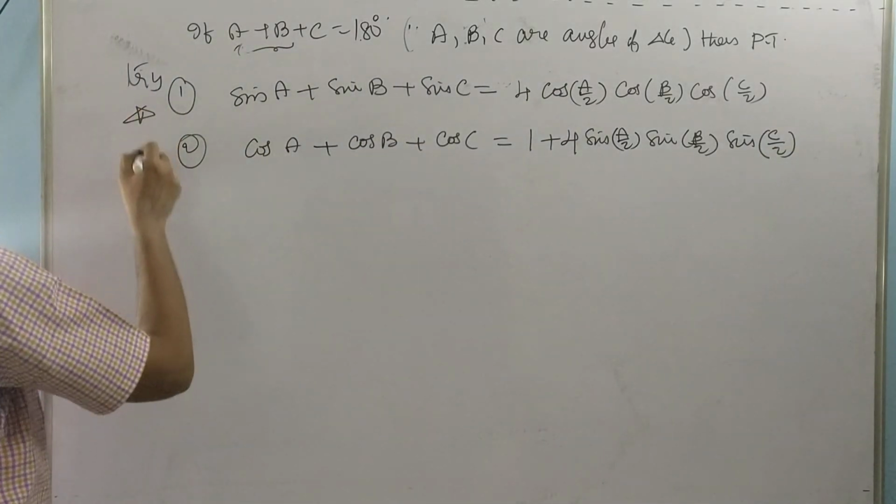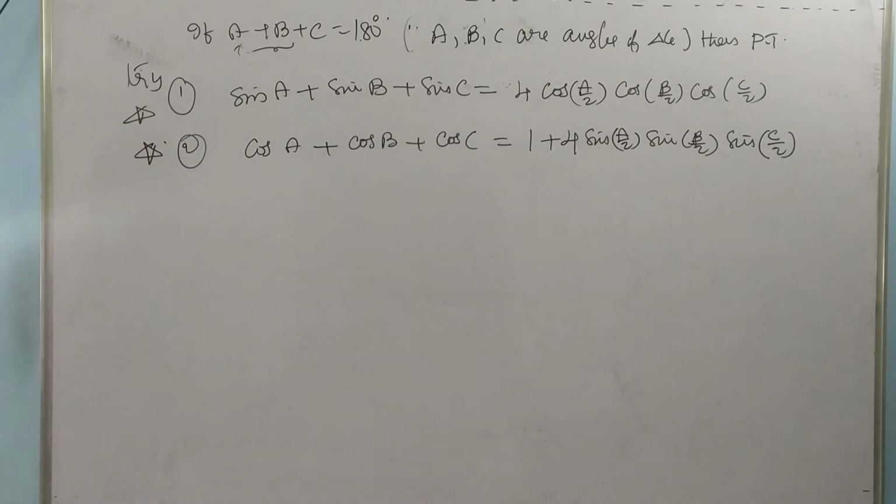So these 2 results: cos A plus cos B plus cos C equals 1 plus 4 sin A/2 sin B/2 and sin C/2.